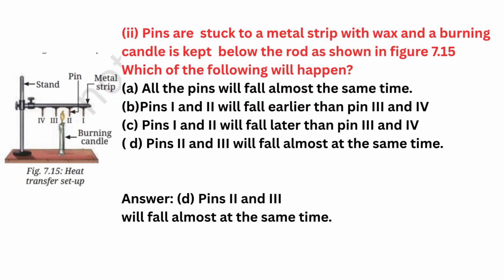Question number 2. Pins are stuck to a metal strip with wax and a burning candle is kept below the rod as shown in the figure 7.15. Which of the following will happen? 4 options are given. First one, all the pins will fall almost at the same time. Pin 1 and 2 will fall earlier than pin 3 and 4. Pin 1 and 2 will fall later than pin 3 and 4. Pin 2 and 3 will fall almost at the same time. The correct answer is option D, pin 2 and 3 will fall almost at the same time.